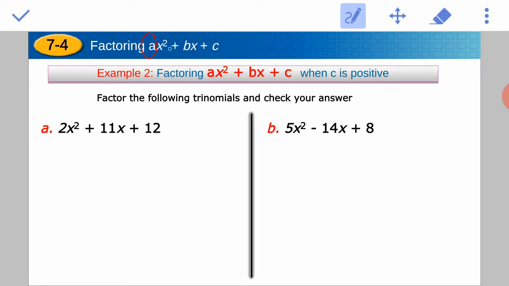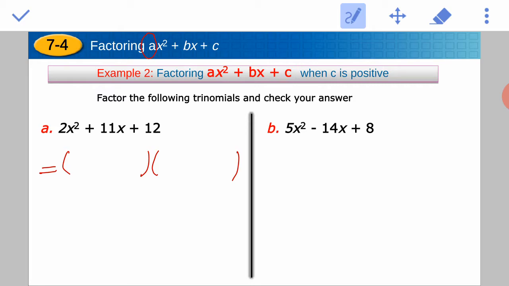Today, our job is to factor this trinomial. What is a, b, and c? They are constants. They are numbers. For example, in part A of this example, a is 2, b is 11, and c is 12. How do we factor that? We understand that the factoring of a quadratic trinomial is the product of two binomials. So you set two parentheses and you start with the signs.